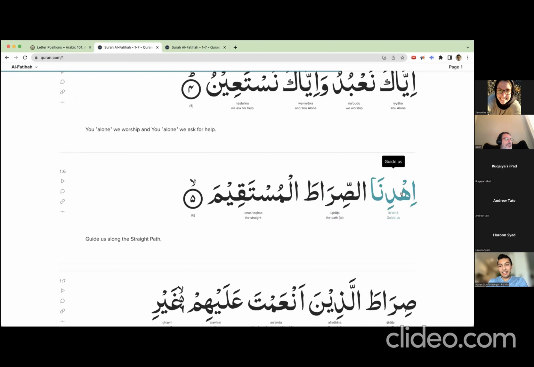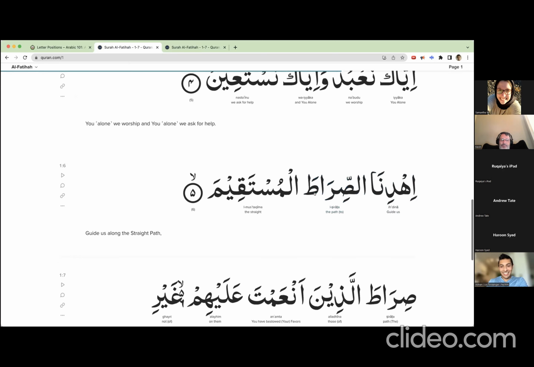Now ihdina has a long vowel at the end of it. But when it is followed by a word that has this liaison, you connect it and you drop the long vowel. So you just say ihdinas sirat al-mustaqim. It just connects into it and you don't pronounce it as a long vowel. So ihdinas sirat. Okay. Any questions there? No.